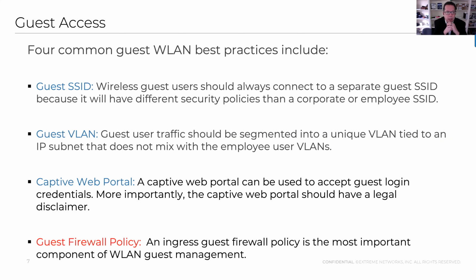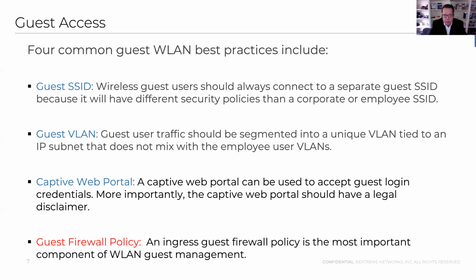Now, I always like to say that there are 4 common guest Wi-Fi best practices that you need to think about. I'll do these from a high level, and then we'll get into these in greater detail on each slide. Probably the 4 things you're normally going to need, or at least 3 of them, start with the guest SSID, where wireless guest users always connect to a separate guest SSID because they're going to have different security policies than a corporate or employee SSID. So that's almost always a given that you're going to be segmented on a separate SSID altogether.